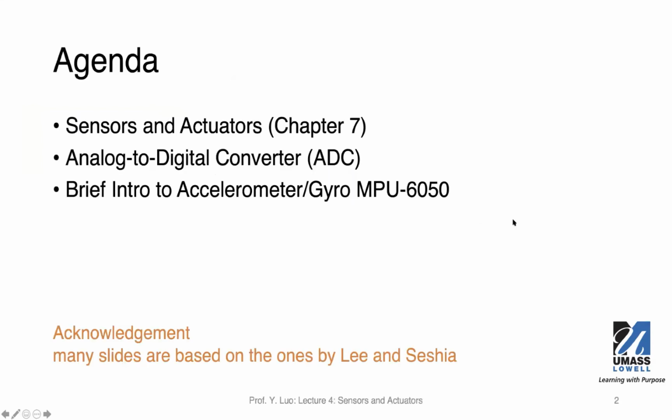Okay, so we're going to talk about a few things. First, a set of slides regarding the sensors and the actuators. And I will then talk about ADC, analog to digital converter. And at the end, I will briefly introduce the accelerometer and gyro chip that we're going to use in the next lab.